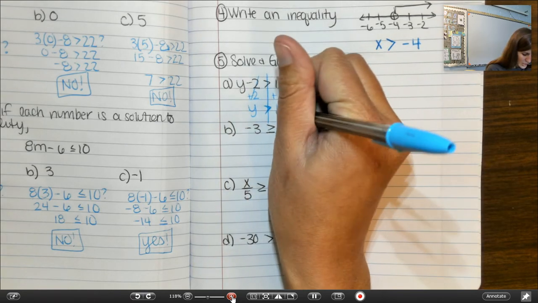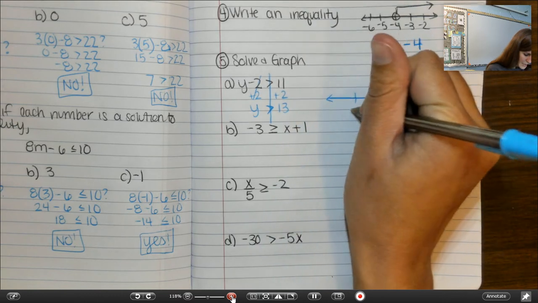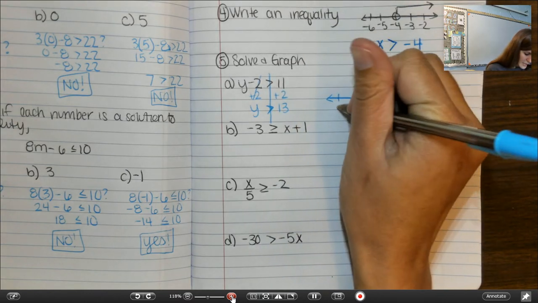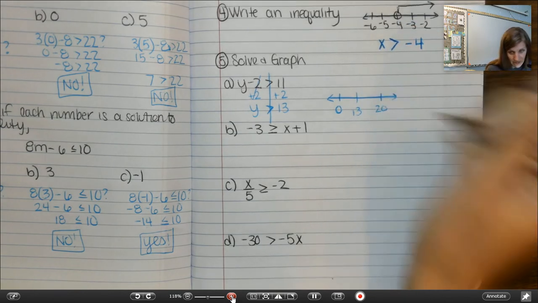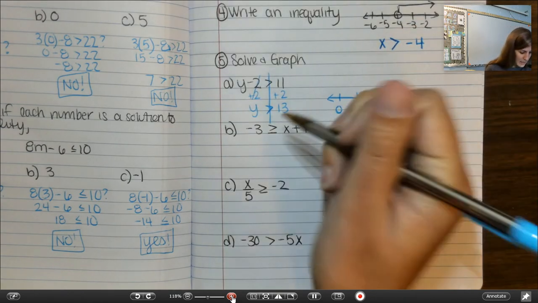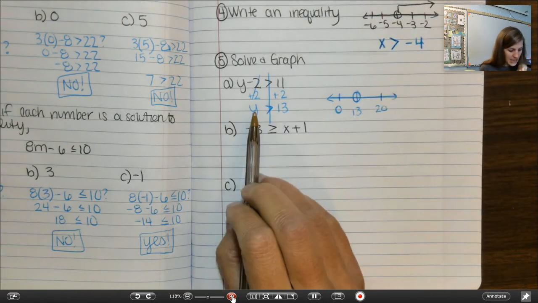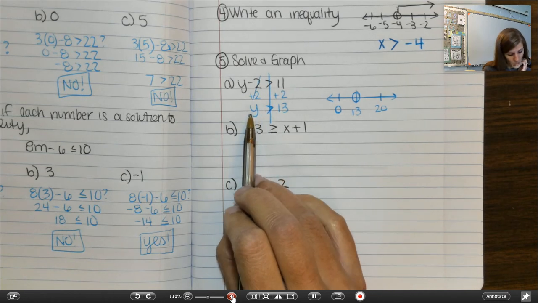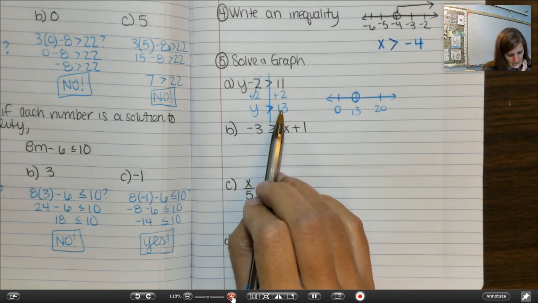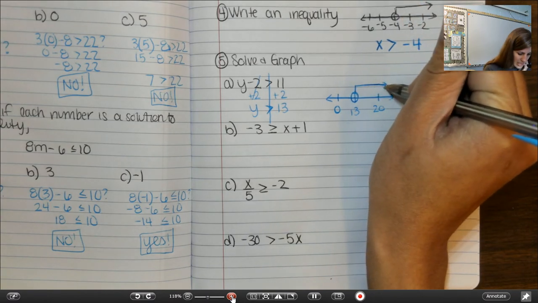11 and 2 is 13. And so then when I go to graph it, I'm going to put 13. A number that comes before it is definitely 0. A number that comes after it is definitely 20. And because there's no line under it, I'm going to do an open circle. And because y is being eaten by the alligator, y is going to be bigger than this number. And so those bigger numbers are over to the right.